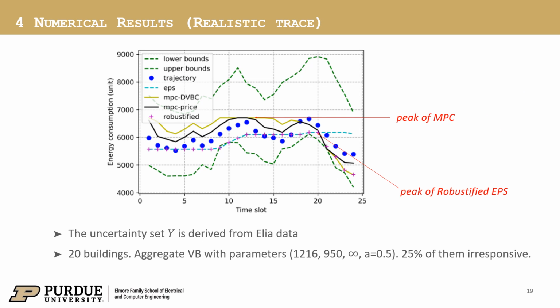For simulation with realistic traces from Melia, we consider 20 buildings that participate in our demand response program. Assuming that 25% of buildings are misbehaving and all legends are similar to the last slide, we can observe that the peak of our robustified algorithm is much lower than the peak of MPC.